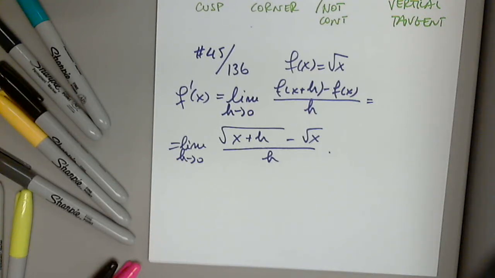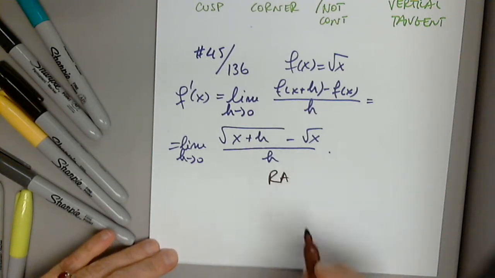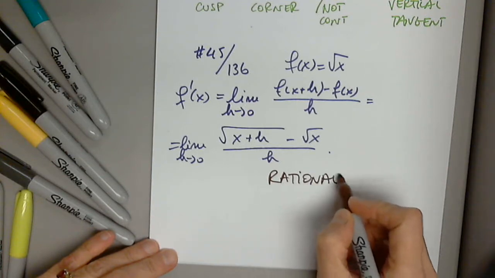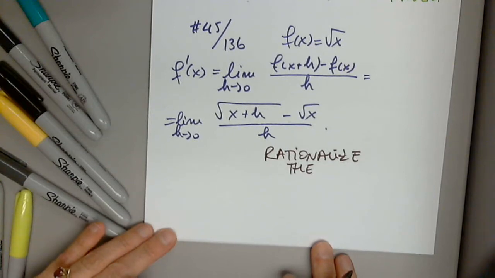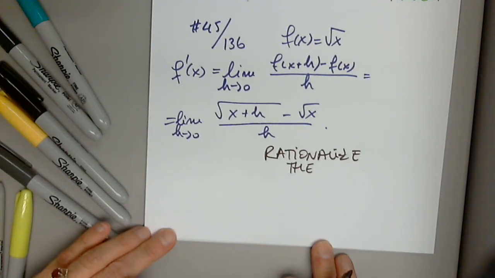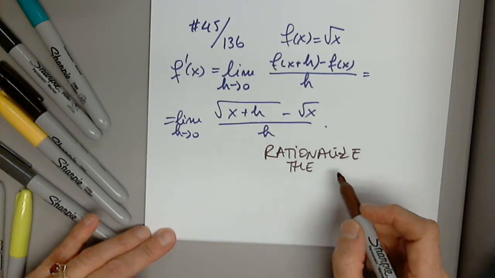Any suggestions? We will have to, what is the procedure called? We need to take a point. We need to, it starts with R. Rationalize? Thank you. The denominator? There is none. The denominator is already rational. I'm not going to rationalize h. I can't. So we rationalize the numerator.